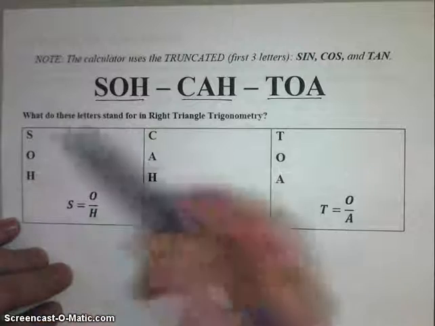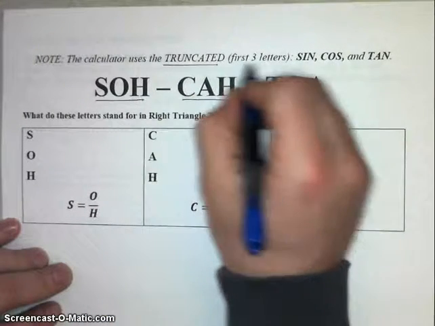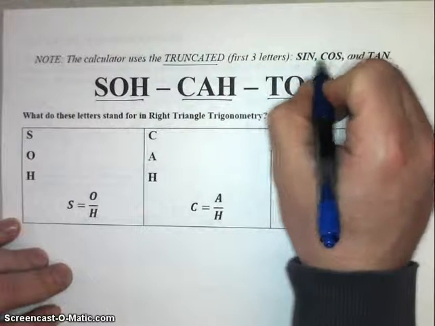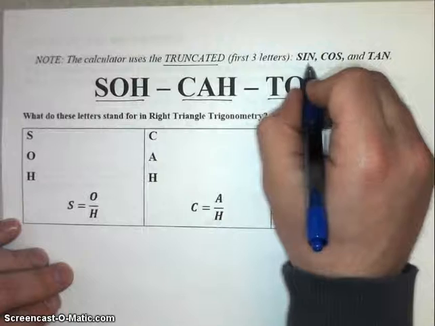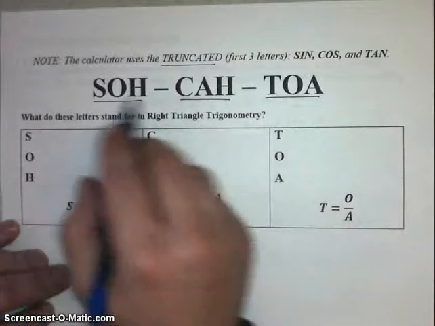But for our calculator use, we use the truncated, which just means we only use the first three letters of sine, cosine, and tangent. We don't say sin, cos, tan. We say sine, cosine, and tangent. Even though we're abbreviating the writing, we can still say the full word. So here's what these letters represent.